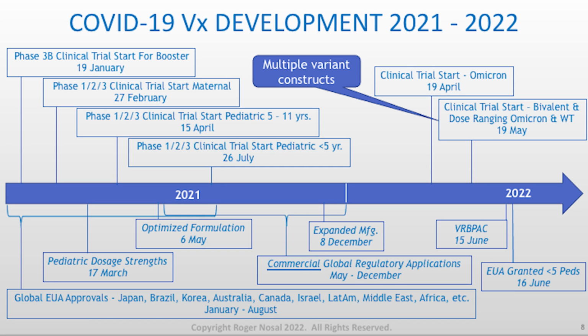I mentioned the constructs. The second timeline is 2021 and 2022, into 2022. So the 2021 from the beginning of the year to the end, and then the early part of 2022. Again, you see a VRPEC here on June 15th. That was on the pediatric doses. We didn't even talk about that. Alan didn't mention the pediatric piece because the data there is confusing.